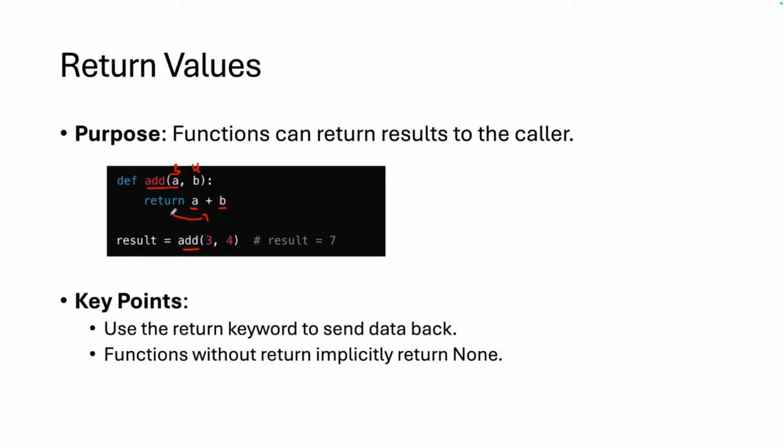And 7 will be passed to the return, which is then what gets replaced in this entire segment here. So result now takes on the value of 7. At the end of this, result takes on the value of 7. That's because functions can return a value. It returns a value using the return keyword, and that's what actually sends the data back.